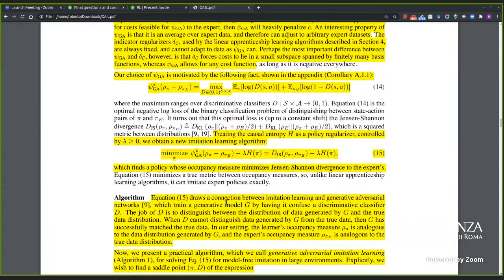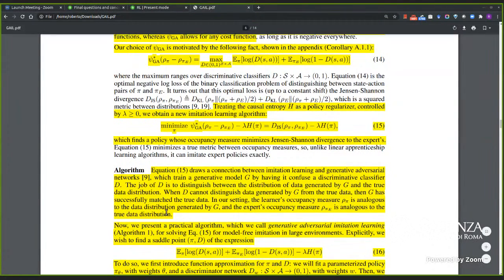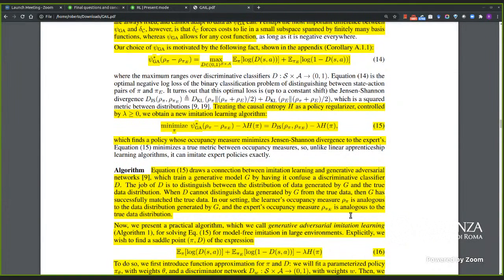Equation 15 draws a connection between imitation learning and generative adversarial networks, which train a generative model G by having it confuse a discriminative classifier D. The job of D is to distinguish between the distribution of data generated by G and the true data distribution, where when D cannot distinguish data generated by G from the true data, then G has successfully matched the true data. In our setting, the learner's occupancy measure, rho pi, is analogous to the data distribution generated by G, and the expert occupancy measure, rho pi e, is analogous to the true data distribution.